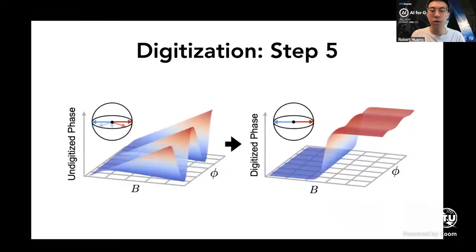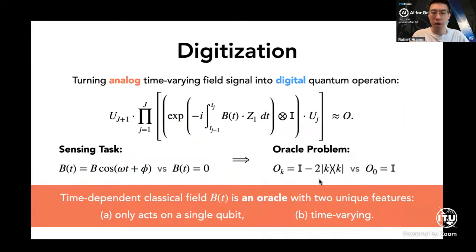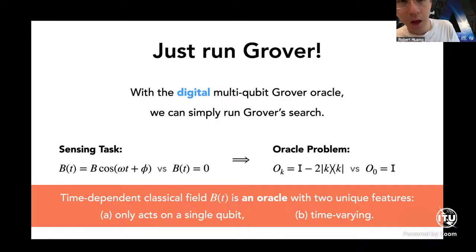And together, all of these steps allow us to create a Grover oracle out of this time-varying analog field signal. So it kills the time varying part and also digitizes it. And then, given this digitized Grover oracle, we can just run Grover search. And that will allow us to figure out, in superposition, what the unknown frequency of the field is.